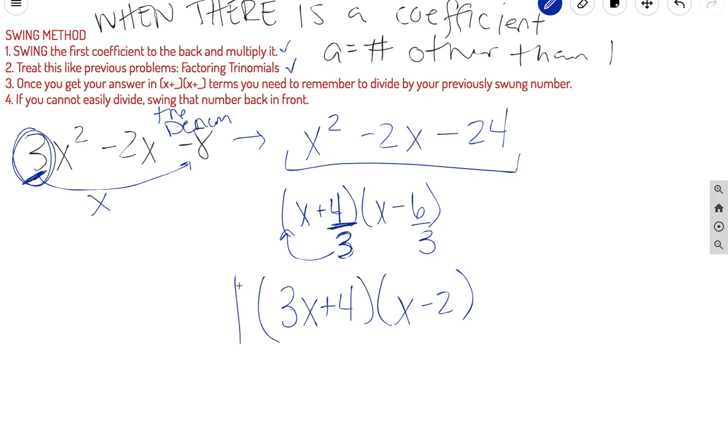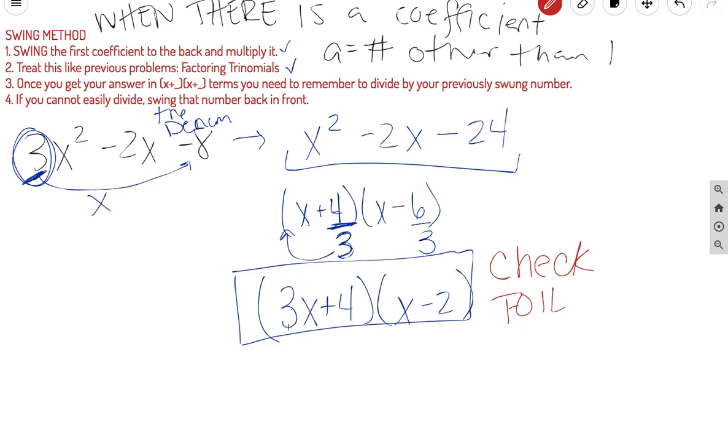Okay, this is our final answer, even though you might not believe it. This is our final answer. And how can we know that this is our final answer? Let's check our work. Always try checking by FOILing. So let's do it. 3x times x gets me 3x squared.